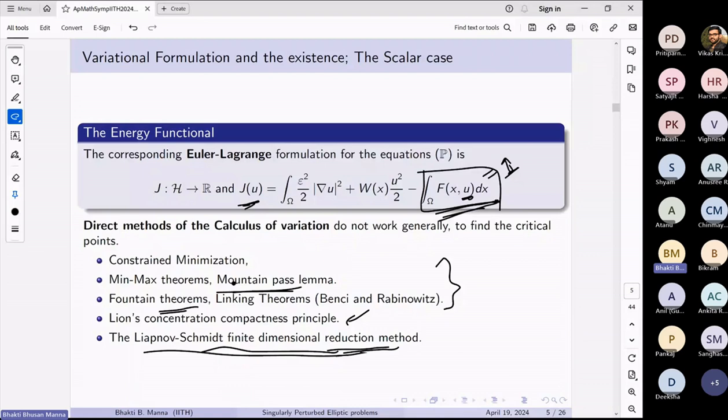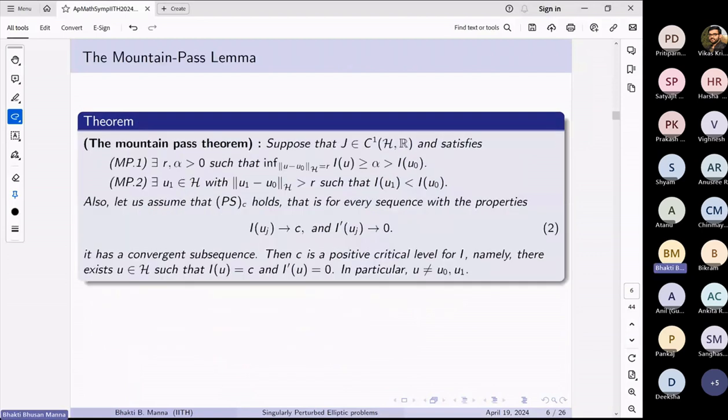If we know at least these techniques, we can handle a huge class of semilinear elliptic problems. Okay. So at least let us state the mountain pass theorem so that the students especially shall have some idea what is happening there.